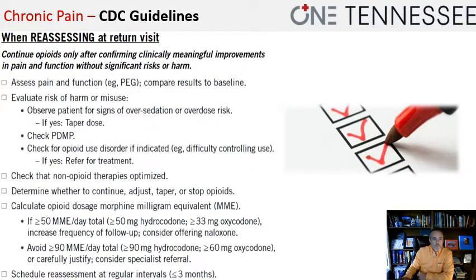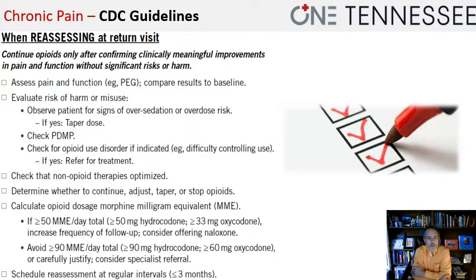When reassessing at return visits, you want to assess pain and function using the PEG scale and compare results to the baseline to be able to gauge if you're making traction and heading towards that 30% increase in quality of life and general function. Always evaluate risk of harms or misuse. You're always going to want to follow up and check the controlled substance monitoring database. You want to check that non-opioid therapies are continuing to be optimized and determine whether to continue, adjust, taper, or stop those opioids.